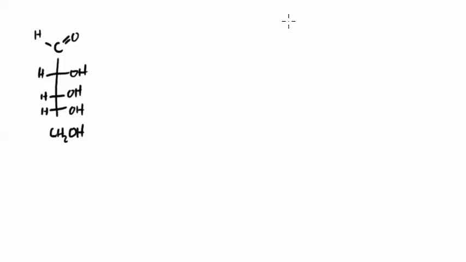Alright, so let's expand our knowledge a little bit as far as D and L notation goes, or R and S, depending on your point of perspective, right? So here we see a molecule, and this molecule is a little bit longer carbon chain than our previous examples that we've been working with.